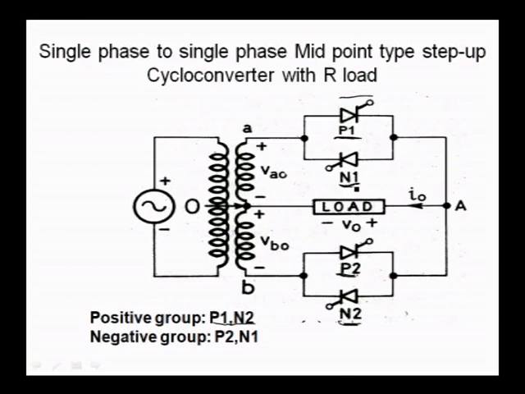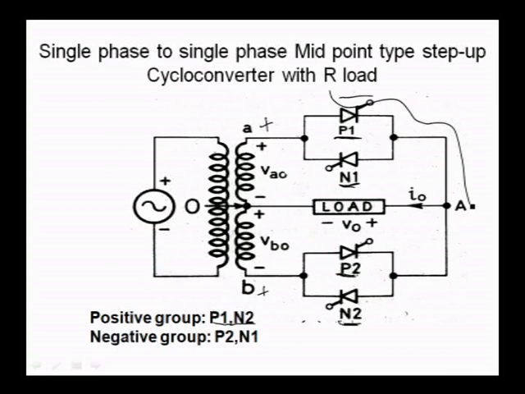During the positive half cycle, A becomes plus, and during the negative half cycle, B becomes plus. Let us see the operation now. During the positive half cycle, P1 and N2 are forward biased, and this is how conduction takes place, P1 and N2.